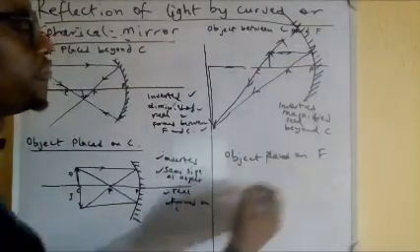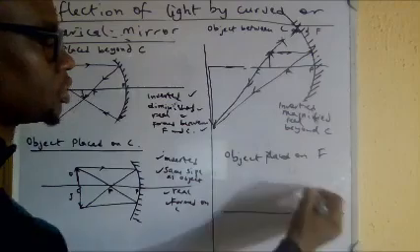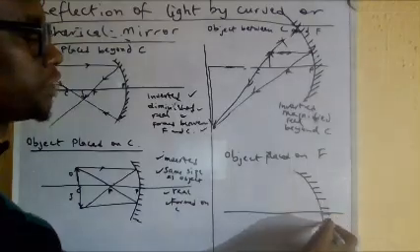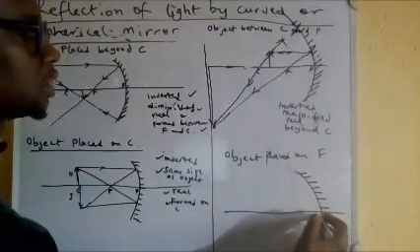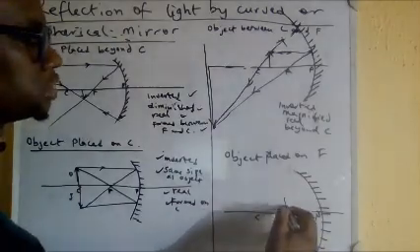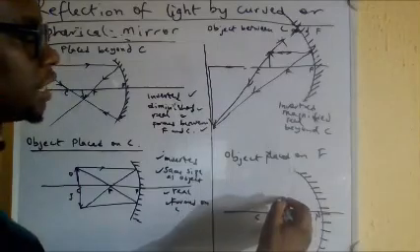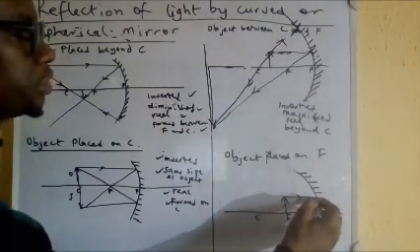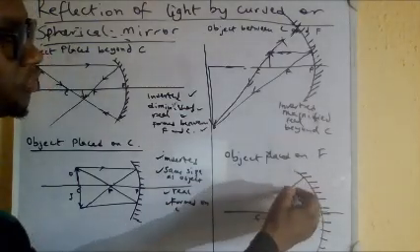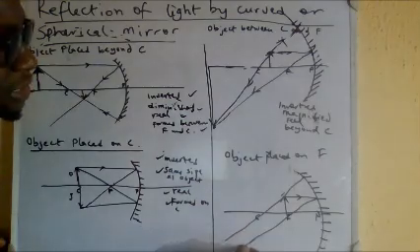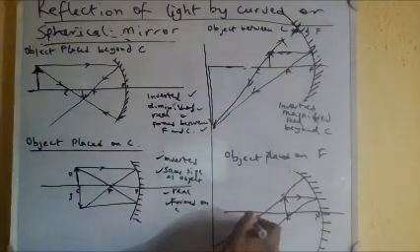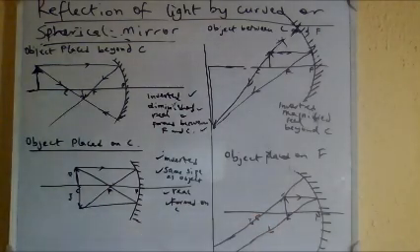F. Okay. So I will have this like this. Object placed on F. So this is P, this is F, and this is C. So this is the object placed on F. So I have the ray hit the mirror and reflect through the focus. Another one will also reflect through the center of curvature. But this thing will continue like this. We never meet. So it will go and form at infinity.